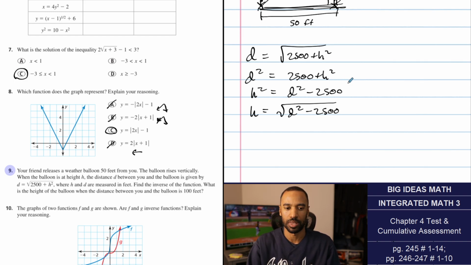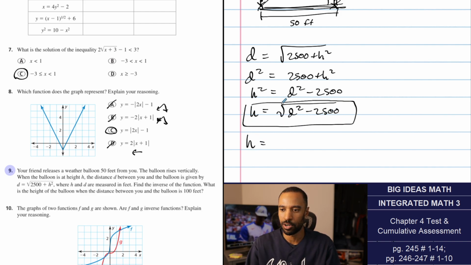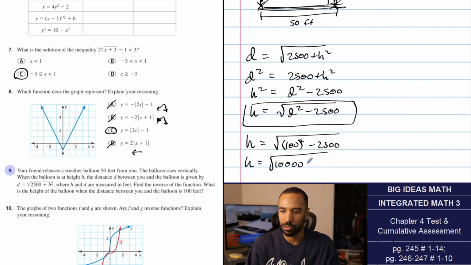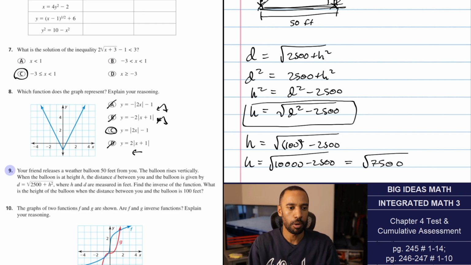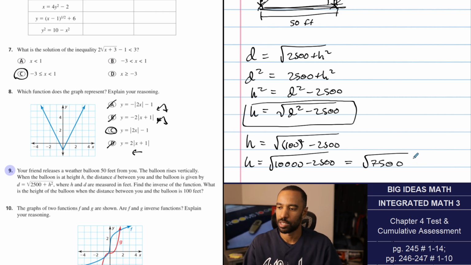What is the height of the balloon when the distance between you and the balloon is 100 feet? So here's the inverse, and h now equals the square root of 100 squared minus 2500. 100 squared is 10,000, so the square root of 10,000 minus 2500 equals the square root of 7,500. The square root of 7,500 is about 86.6. That is 86.6 feet in the air.